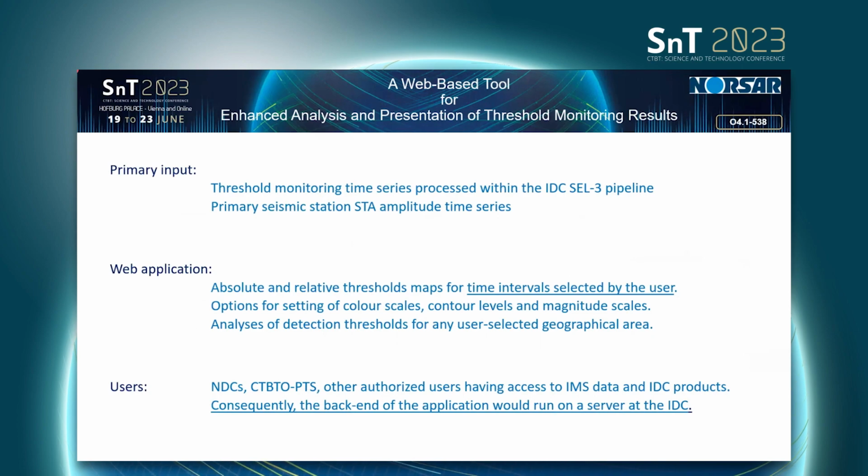So we have developed a web application, which we'll show you in a moment, where you can select the time interval of your liking. You can define color scales, select a geographical area of interest, and we envisage that this tool will be made available to MNDCs, to the PTS, and to authorized users of the web portal.